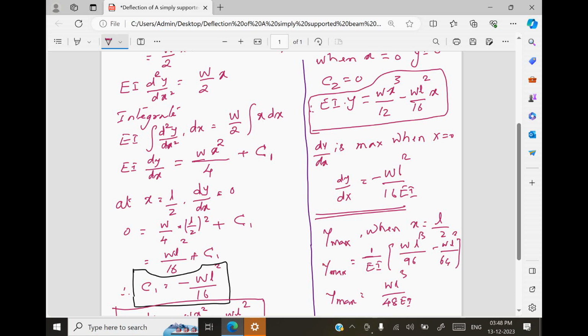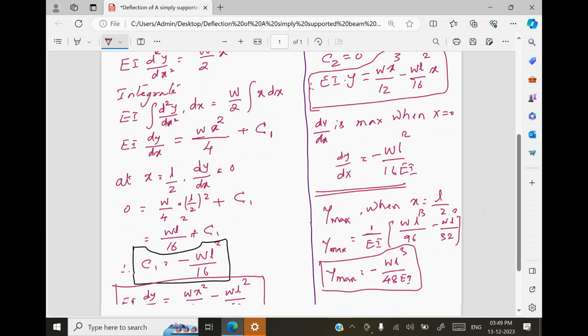But here I made a mistake. Just let me correct it. Sorry. Let me correct it a little bit. This is not 64. This is 32. Okay. WL cube by 48 EI with a minus sign, you have it over here. Okay. This is your Y max. That's it. This is the equation.